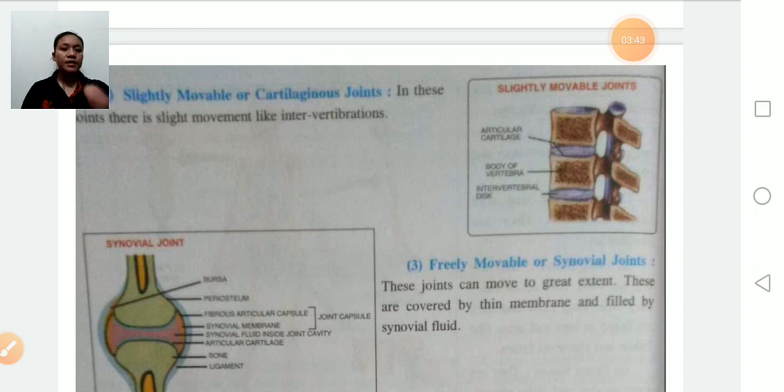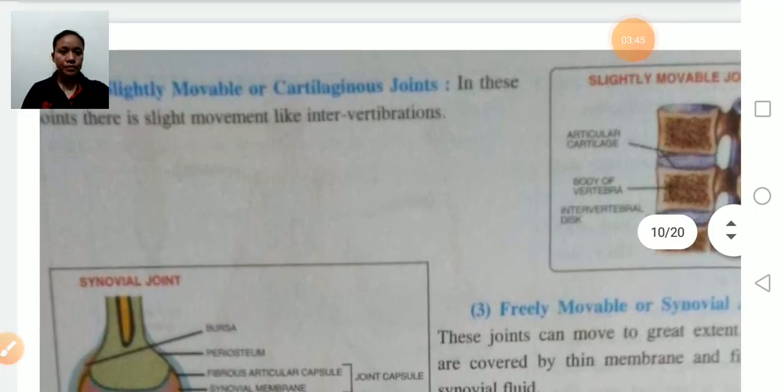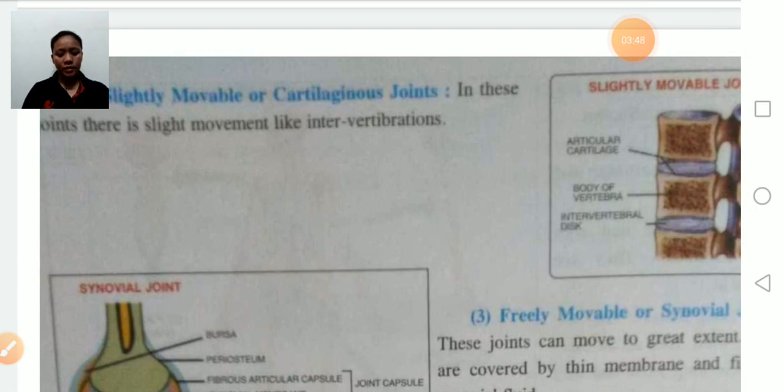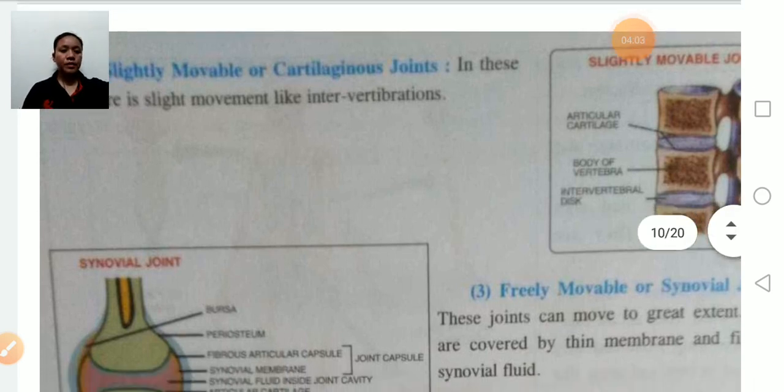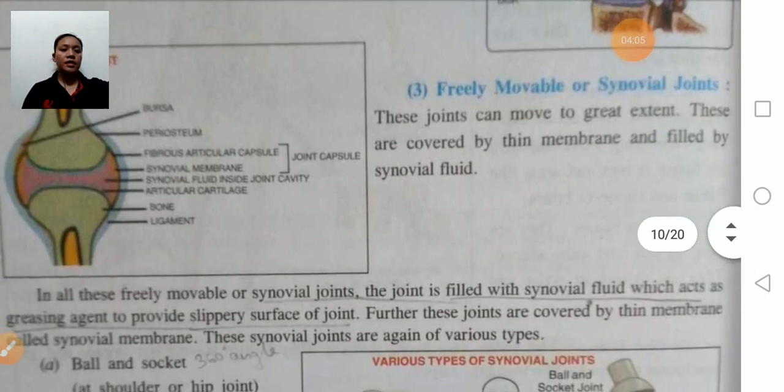Slightly movable joints, or cartilaginous joints: in these joints, a slight movement is possible, like in the intervertebral joints.